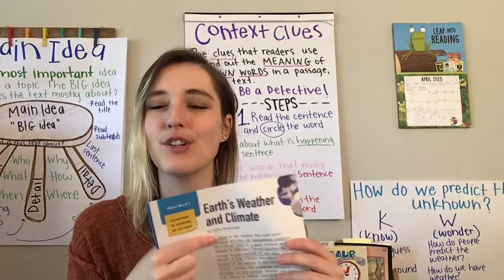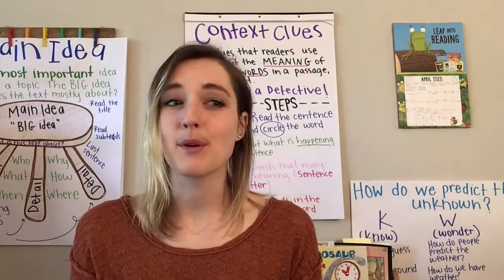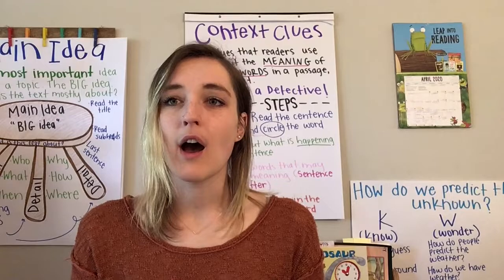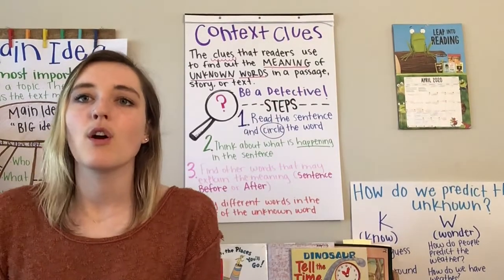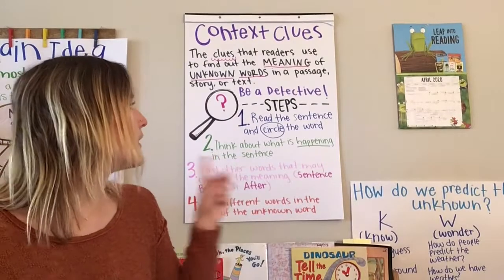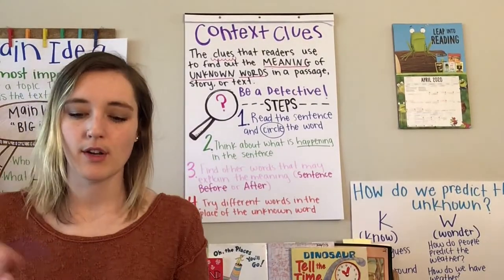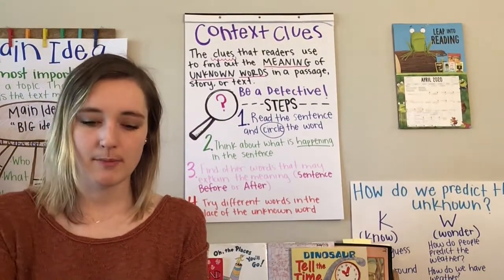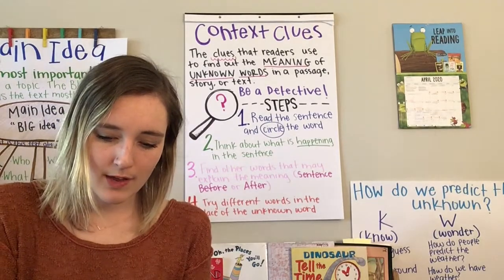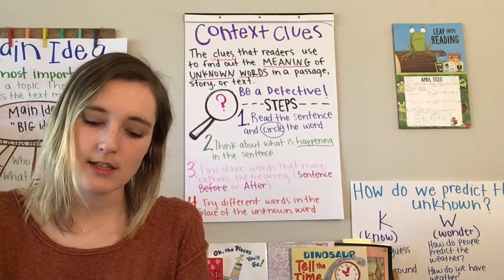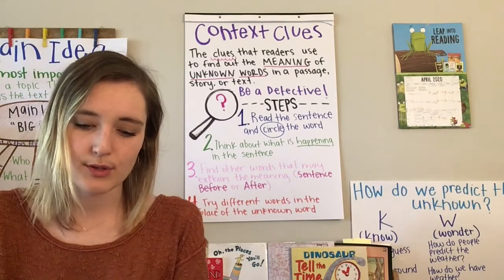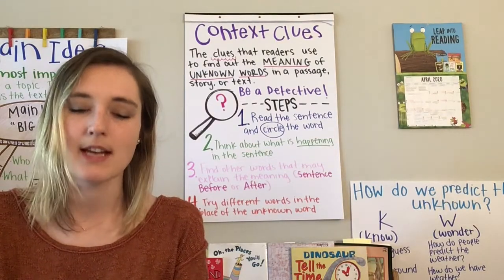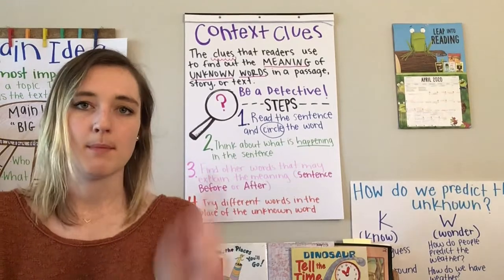And look at that, I already circled it. I already circled it because I thought that was an important word when we were doing our first read. Okay, so I'm going to do step number 1, which says read the sentence and circle the word. So I'm going to go back into my text, circle the word weather, and read the sentence. It says, weather describes the atmosphere's conditions in a certain place at a given moment in time. Okay, that's step number 1.